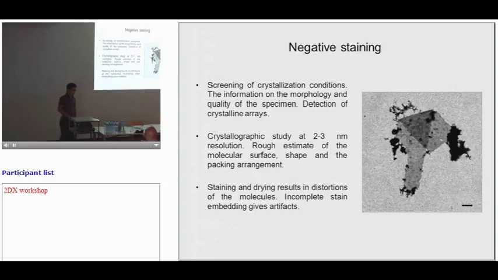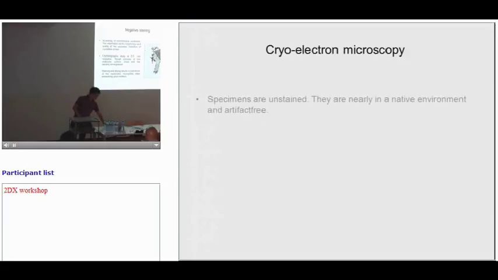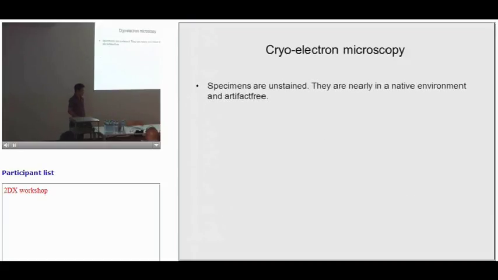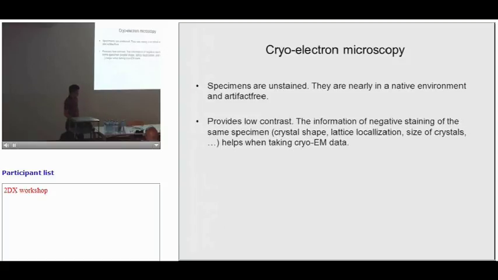But the disadvantages of negative staining are that staining and drying result in distortions of the molecules, and incomplete stain embedding gives artifacts. Next, in cryo-electron microscopy, specimens are unstained, so they are nearly in a native environment and nearly artifact-free. But the contrast is very low. But the information from negative staining of the same specimen, such as crystal shape, lattice localization, and size of crystals, helps when taking cryo-EM data.